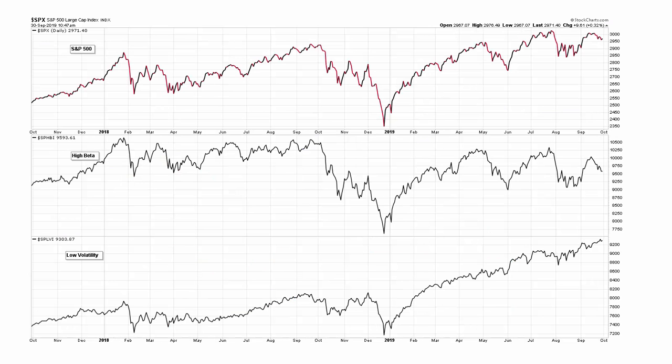All right, now let's look at a couple indicators. So up top we have the S&P. In the middle we have the high beta S&P stocks, the 100 highest beta stocks in the S&P 500. And then we have low volatility, which is the 100 lowest volatility stocks in the S&P 500. A couple things I want to point out here.